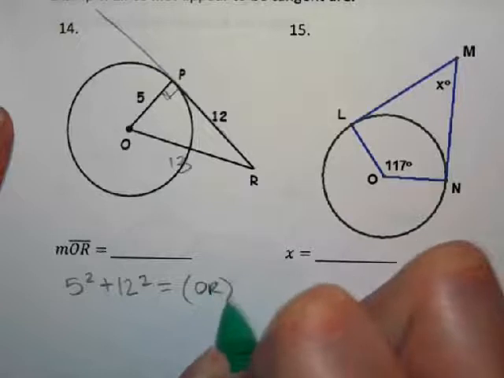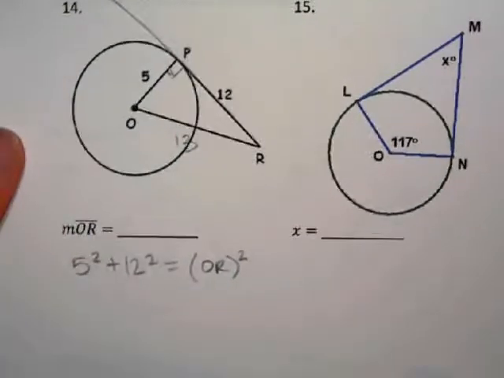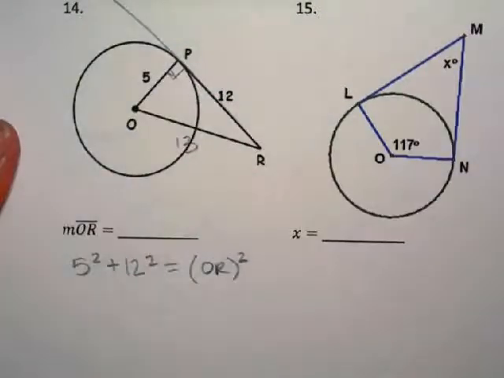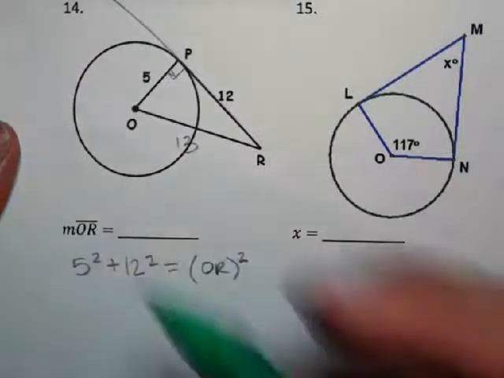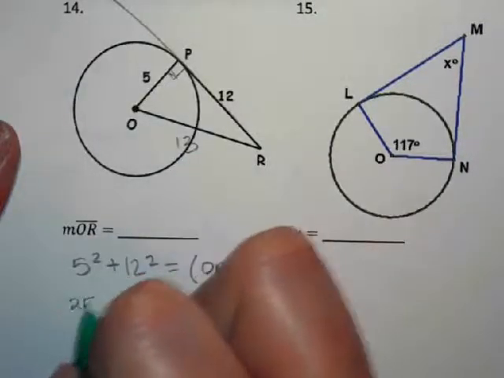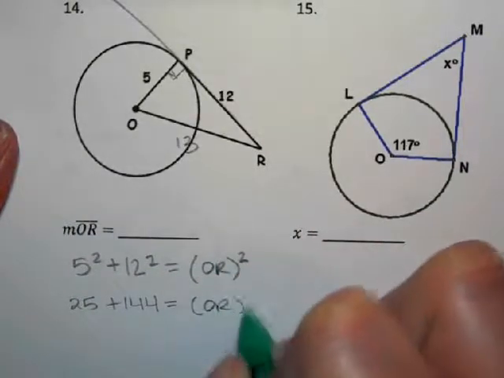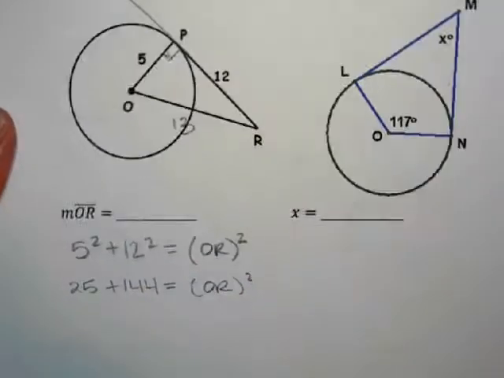In case you need remembering, the right angle always points to the hypotenuse. That's the c side. Okay, so we've got 25 plus 144 equals OR squared. I'm just doing the Pythagorean Theorem. 25 and 144, anyone? 169.